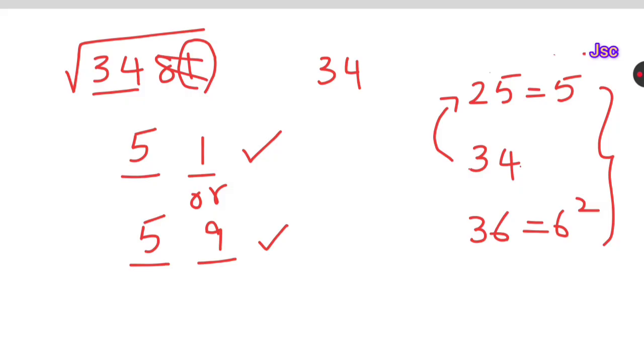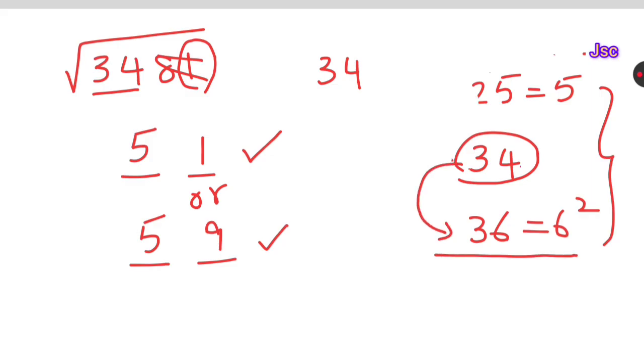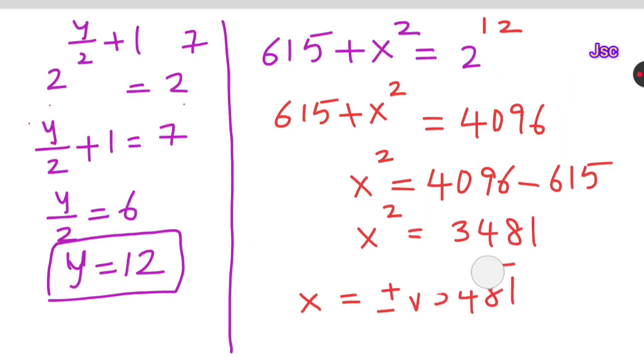For that, we need to observe which number 34 is nearest to. So is it nearer to 25 or 36? It is nearest to 36. That's why we need to take the larger. In 5 and 6, 6 is a larger number. So that's why you need to take the larger number. So that's why square root of 3481, the result is 59. That means our x value is plus or minus 59. These are the x values and y value is 12.